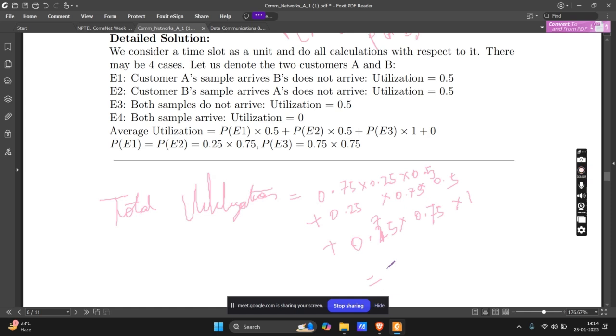Can anyone calculate, please? What will be the answer? Let me calculate. Has anyone calculated this? Be active, man.